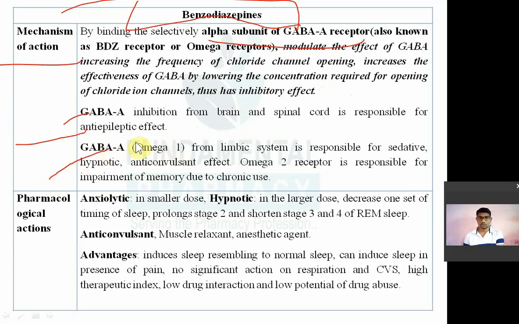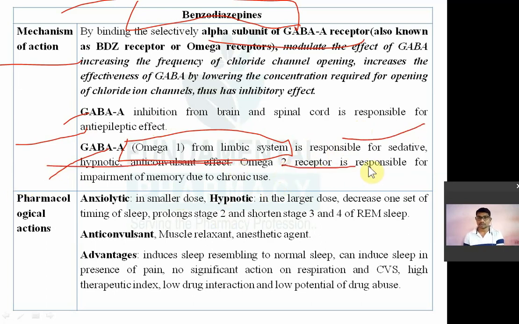In the limbic system, it is known as the omega 1 receptor. GABA A mediated inhibition of the chloride ion channel in the brain and spinal cord is responsible for the anti-epileptic effect. GABA A mediated inhibition in the limbic system, the omega 1 receptor, is responsible for the sedative, hypnotic, and anti-convulsive effects.